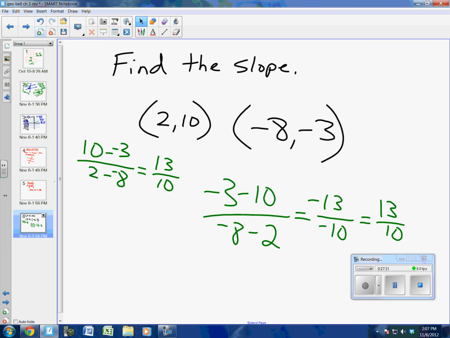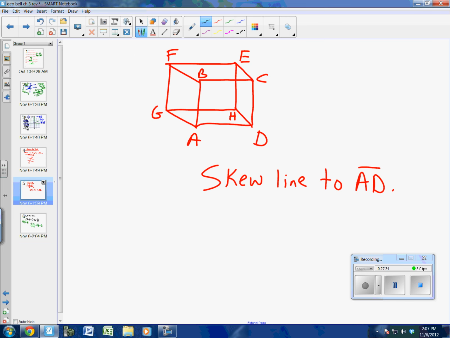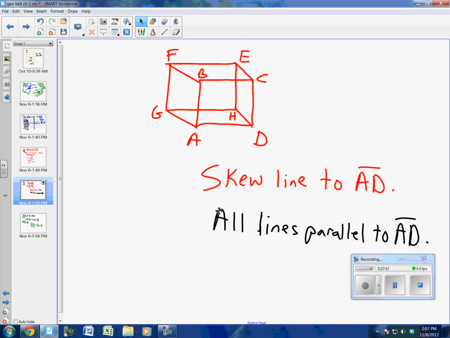Next question. Going back to this one. Name all lines parallel to AD. There's 3 of them, in case you weren't sure.